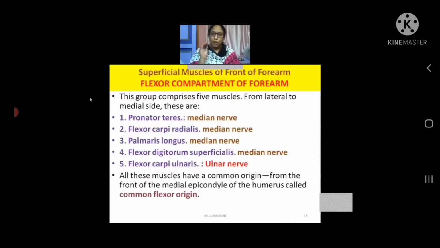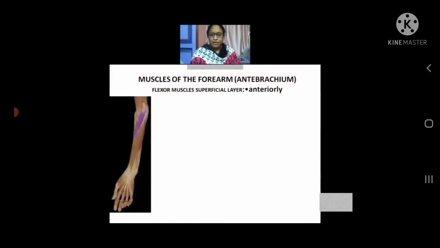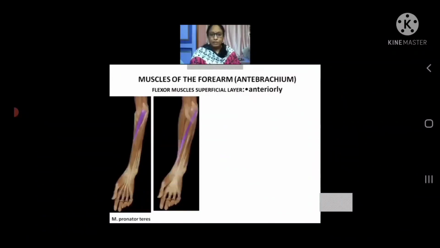Of all these muscles, they are supplied by the median nerve except flexor carpi ulnaris. The flexor carpi ulnaris muscle is supplied by the ulnar nerve. That's why the nerve of the flexor compartment of the forearm is called the median nerve. In this muscle we can see, in the anterior compartment, the pronator teres. The next muscle, which arises from the common flexor origin and goes toward the thumb region, is the flexor carpi radialis.